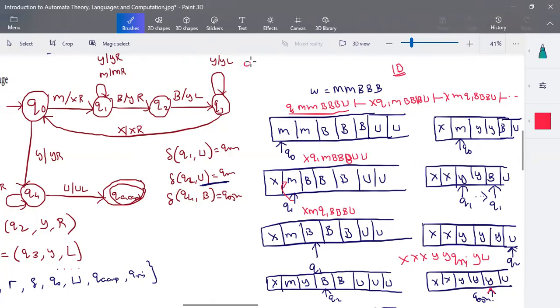So you can write that from the starting state Q naught M M B B B blank, you are able to reach the last step, that is X X X Y Y Q reject Y blank on multiple steps. So star denotes on multiple transition, on zero or more transitions, you are able to reach this state. Okay, so this is how you write your simulation of Turing machine on an input and an instantaneous description. Got it? So most of the things are done.